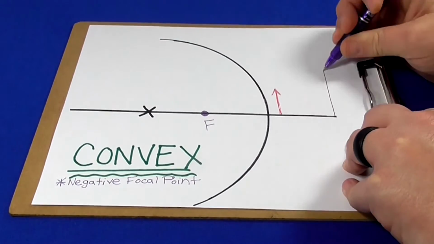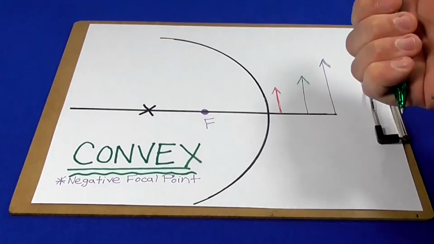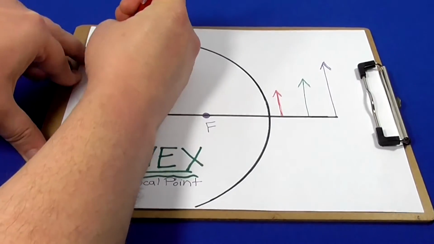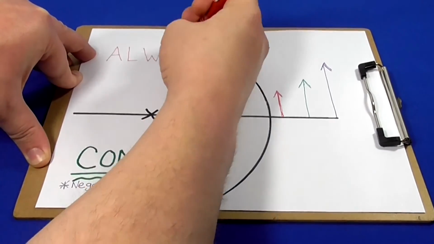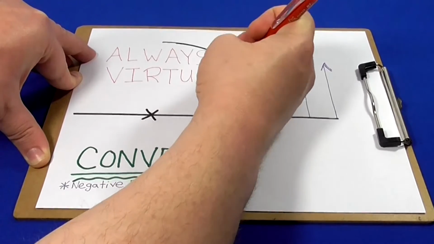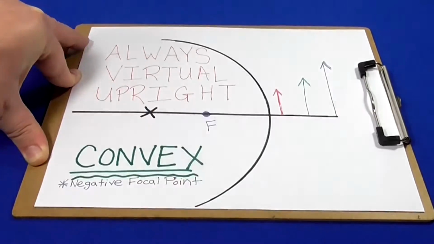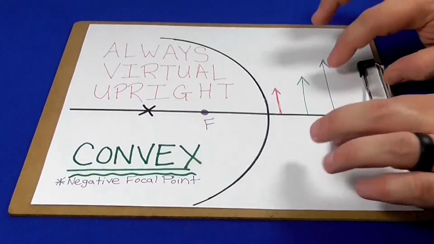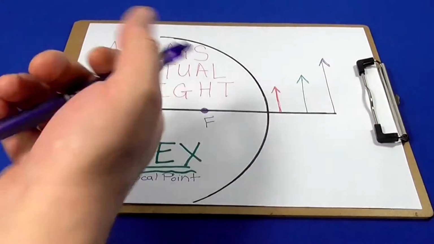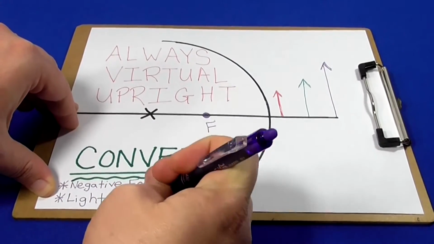No matter where you place an object in front of a convex mirror, you will always create a virtual upright image. The further the object, the smaller the image. This all happens because light diverges or spreads apart based on the focal point as it reflects off a convex mirror.